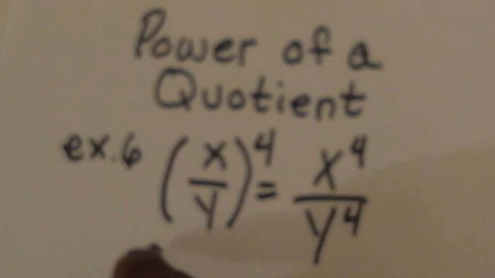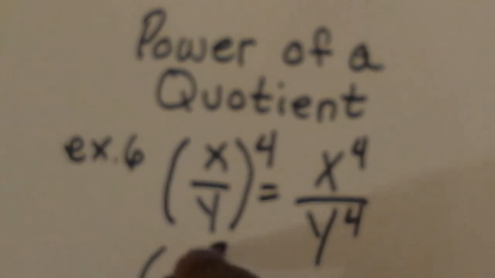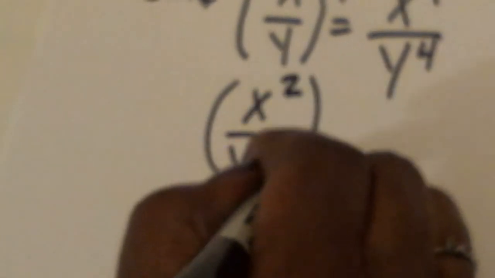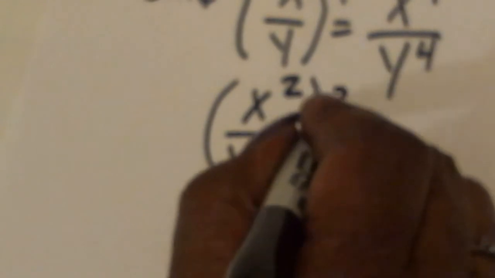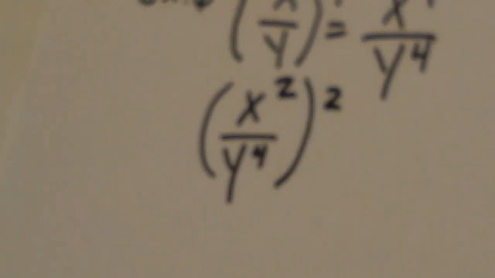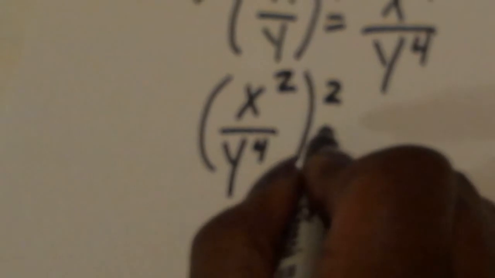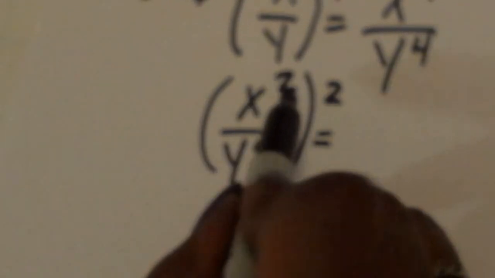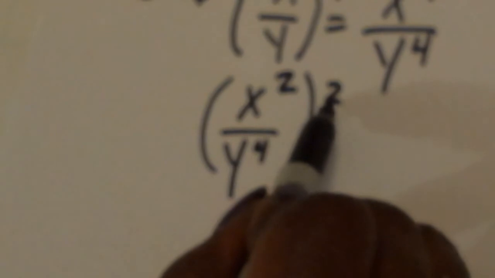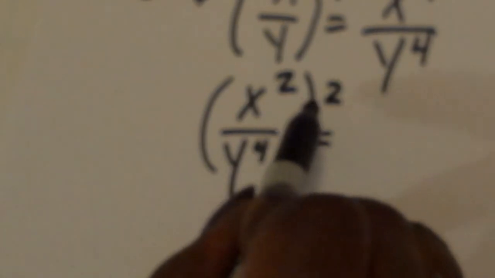Now here's another example. I have x squared divided by y to the fourth power, all raised to the second power. So this is combining the power of a quotient and the power of a power. So remember, if it already has a power and you're raising it to a power, you need to multiply.